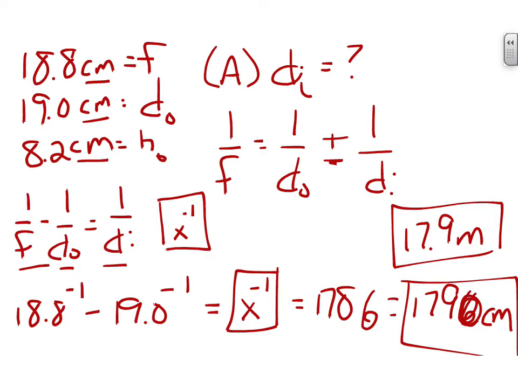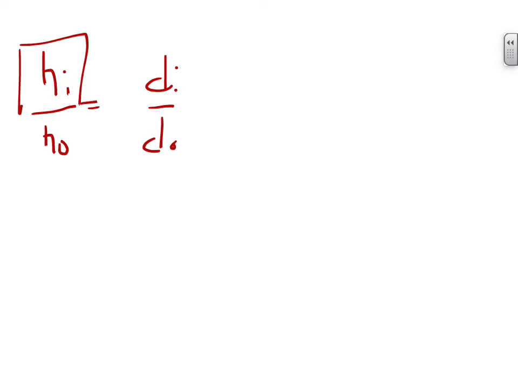In part B, it asks, how big does the candle flame look on the wall? How big does the candle flame look? That's going to be HI. HI is only found in HI over HO equals DI over DO. So if we're looking for HI, HO just needs to move up, and we end up with HO times DI over DO. And so the HO was, how big is it?